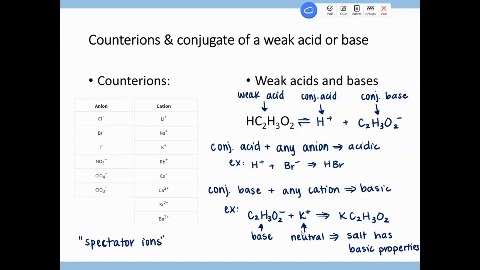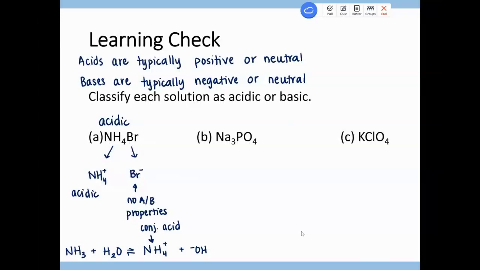So on the next slide, we looked at the first example here. We said NH4Br is acidic. So NH4Br, we have Br minus, which is one of those counter ions with no acid-base properties. Then we have NH4 plus, which is acidic. It's a conjugate acid of NH3. So if you add NH4Br, ammonium bromide, to solution, you're making that solution basic. Or sorry, acidic, because you're adding an acid, the NH4 plus.